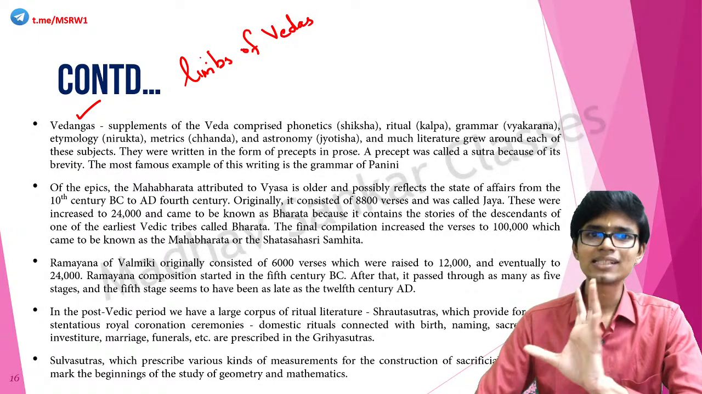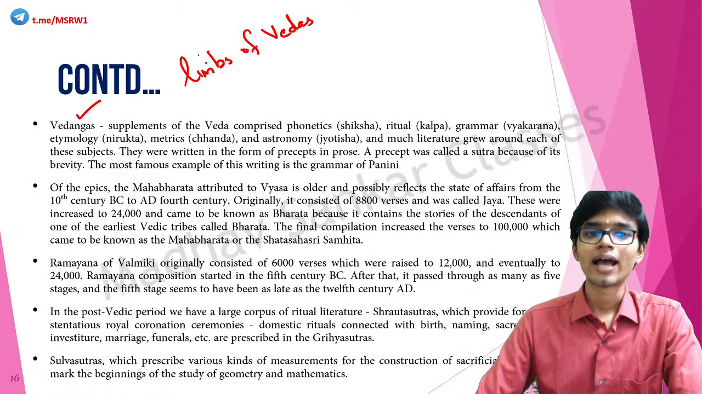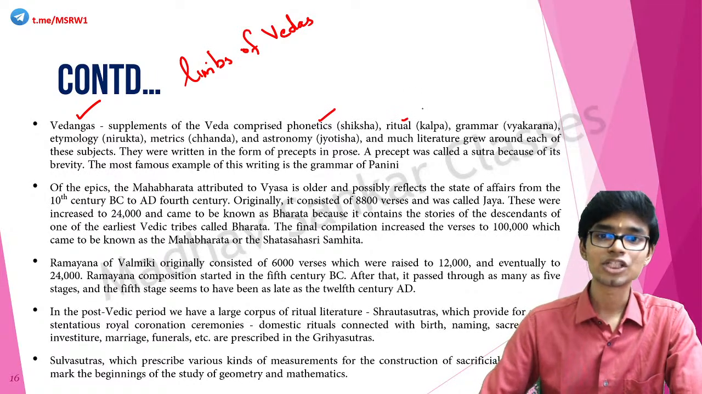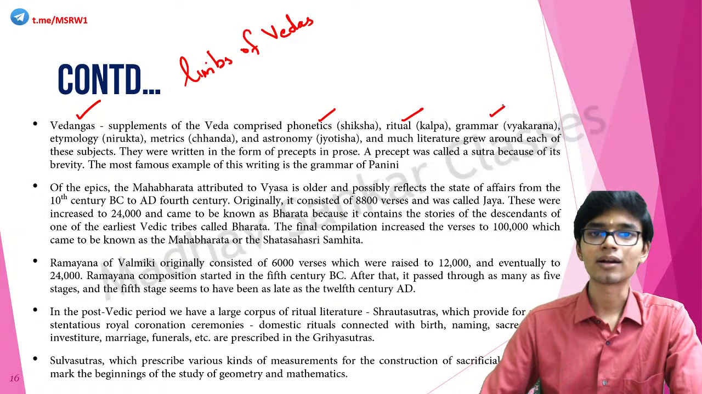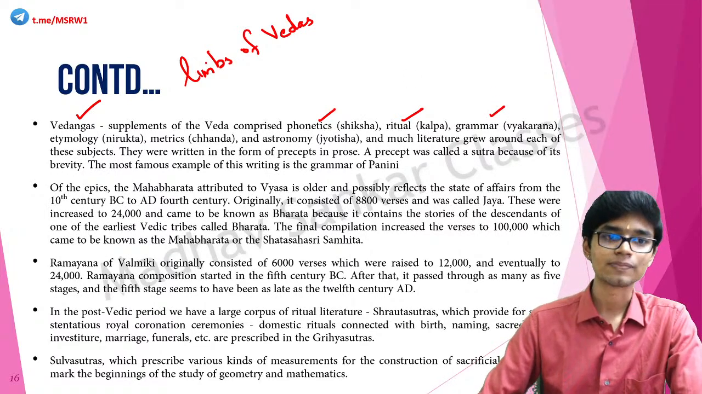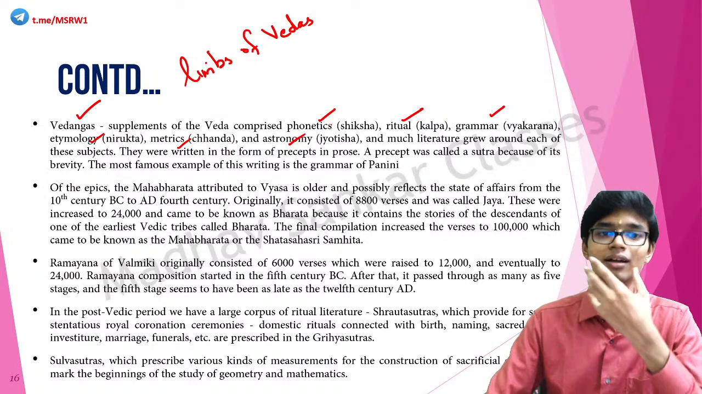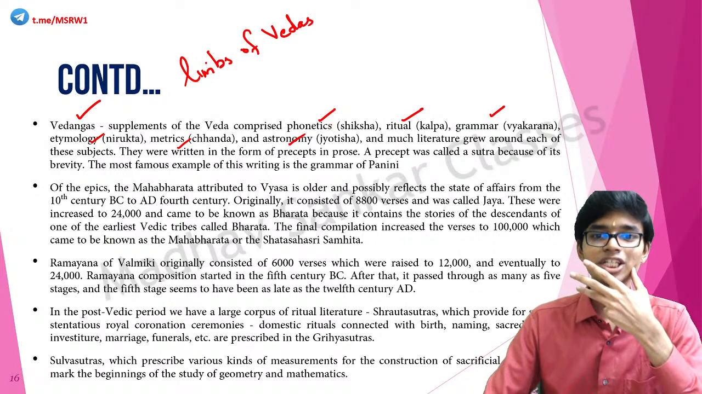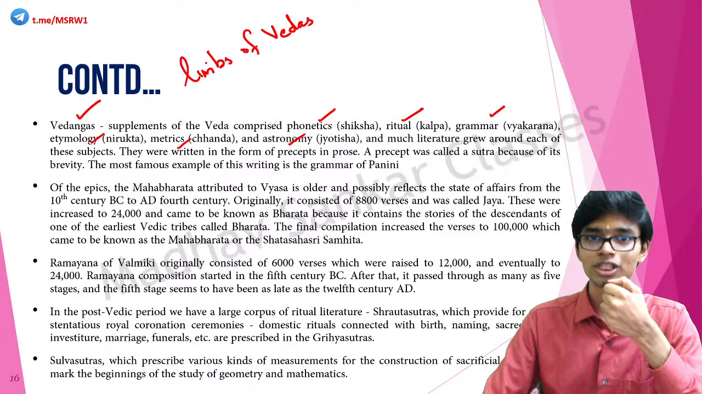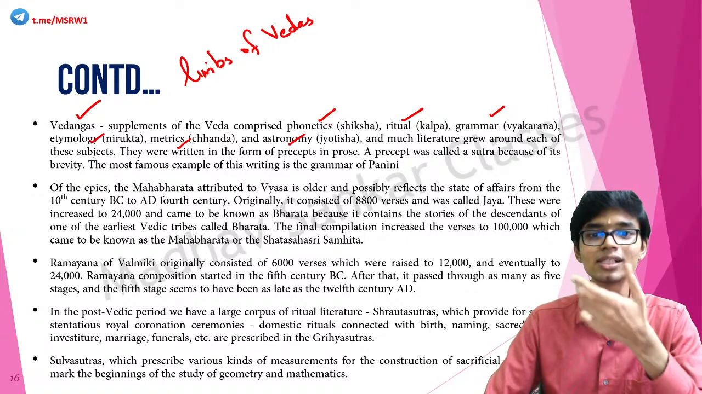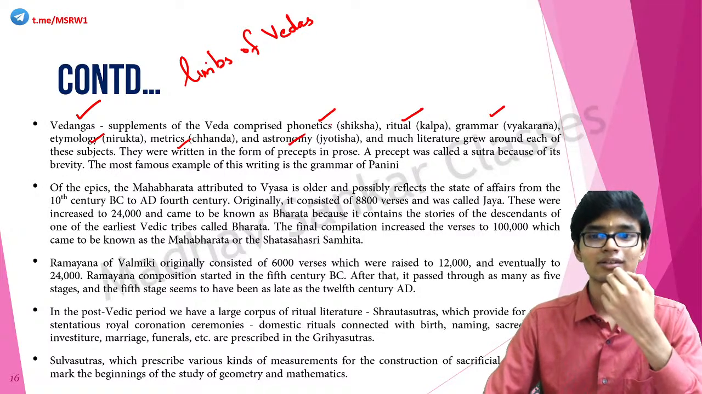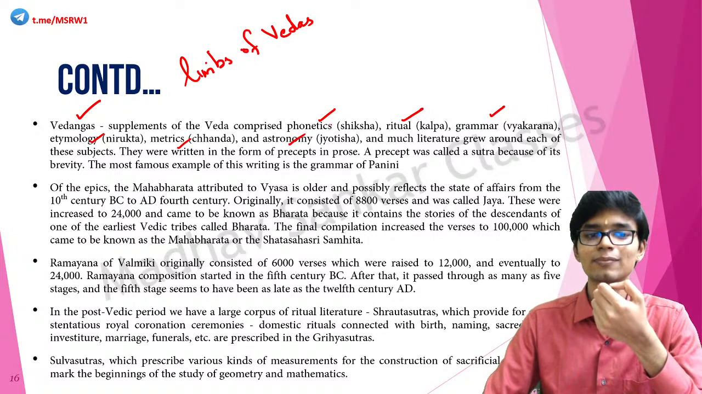So this basically supplements the Veda and is comprised of phonetics or shiksha, ritual or kalpa, grammar or vyakarana, etymology or nirukta, metrics or chanda, and astronomy or jyotisha. These are the Vedangas, limbs of Vedas. So these are also studied along with the Vedas to understand Vedas properly.